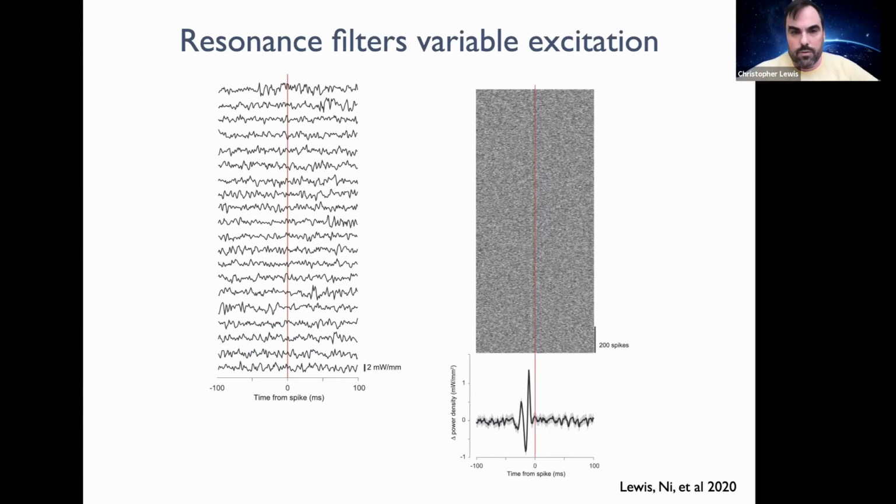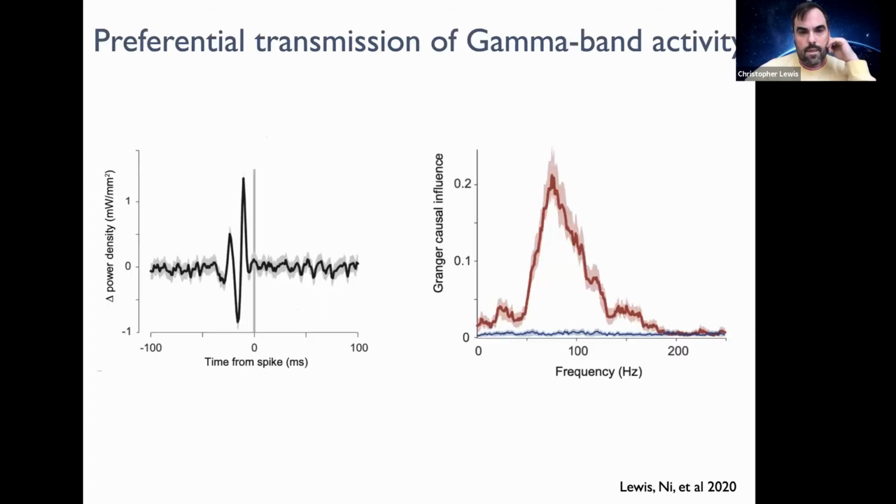And in fact, we found that short bouts of gamma band input preferentially led to spiking in the network, suggesting that the gamma band resonance of the cortical network actually gives rise to selective filtering of temporally varying input. So you can see that here.